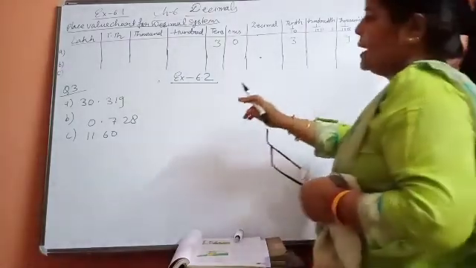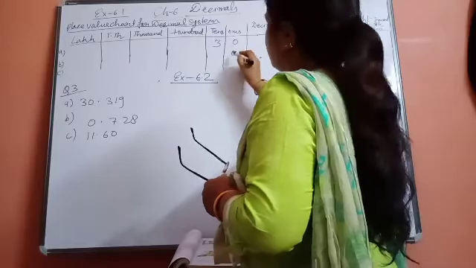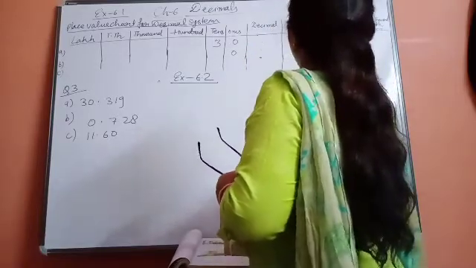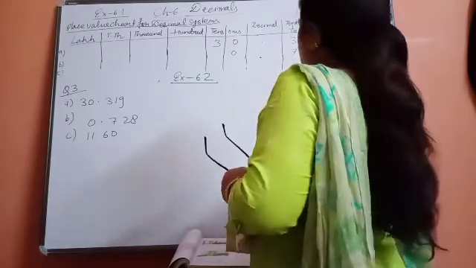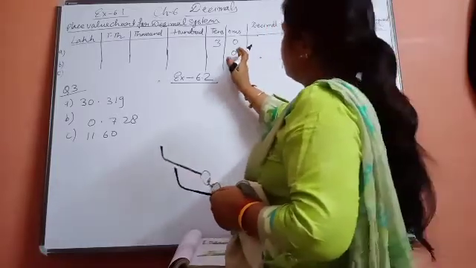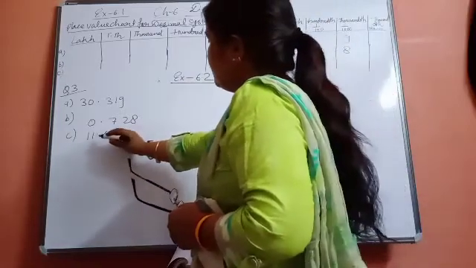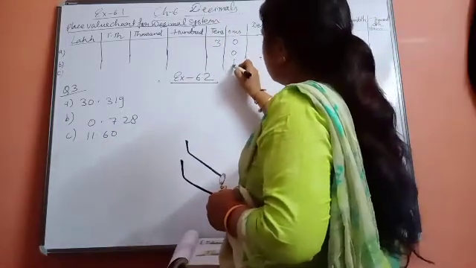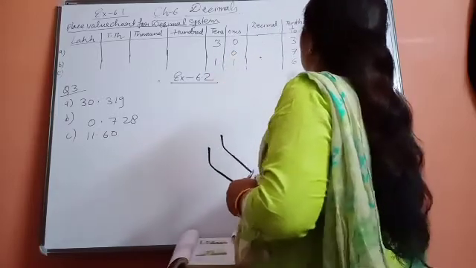30.319. Then B part is 0.728. It means the ones place is 0, then point, then 7, then 2, then 8. From the decimal we will write in this way, and the integer part you will start from the ones place. See that, 11.60. 11 means how you will write: ones 1 and then 1. Then 0.60. In this way you will write.